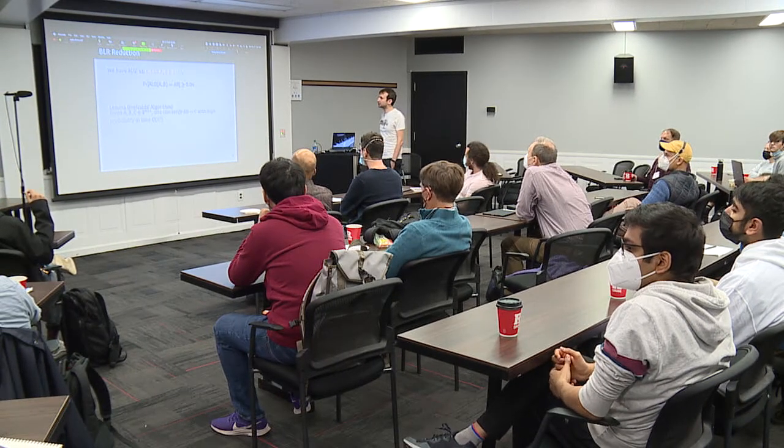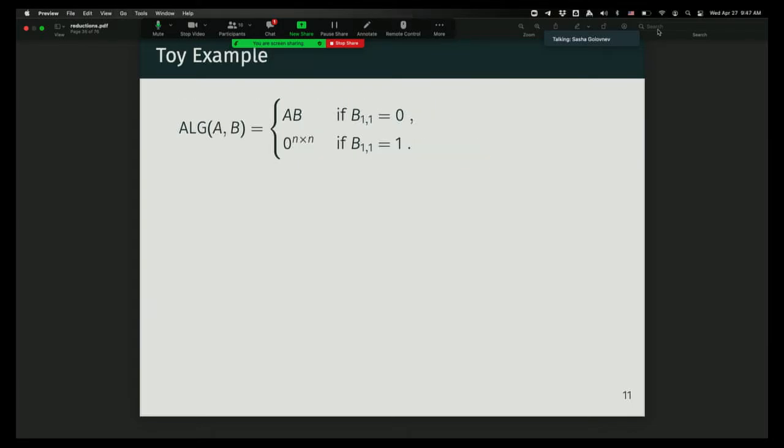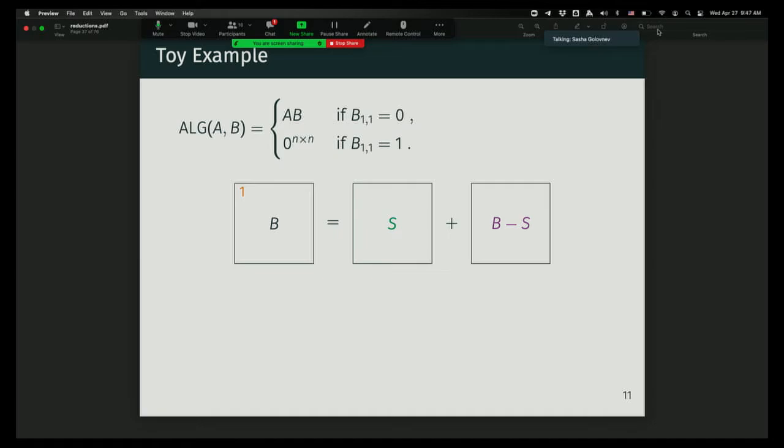Okay, so let me show you one example. This reduction fails when the algorithm works with probability less than 76%, and let me show you an example. This is not a tight example, but that's all right. So assume I have an average case algorithm that works correctly if the first entry of B is 0, and just gives me no information whatsoever if the first entry of B is 1, right? Now, whatever I sample, when I want to write B as a sum of two matrices, one of them must have 1 in this coordinate. So when I multiply this B minus S with anything, I'll just get no information.